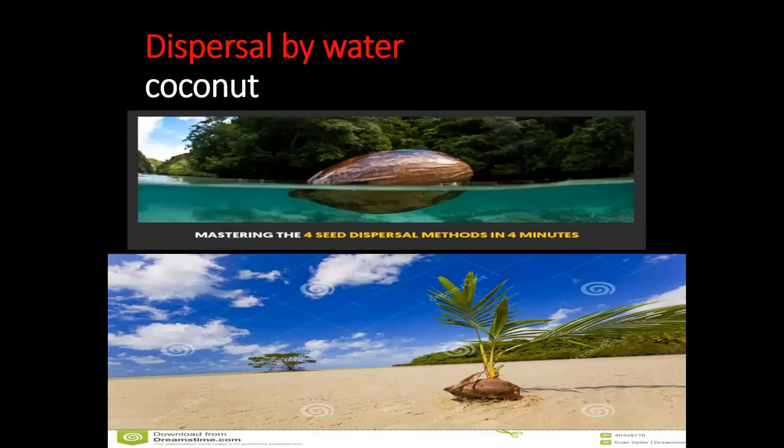They flow in the water for days and days. And if they find suitable conditions, if they find ground, proper moisture, and sunlight, they germinate and grow into a new plant.